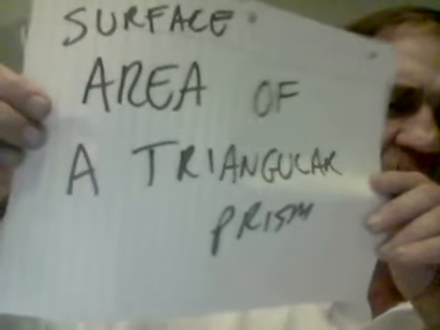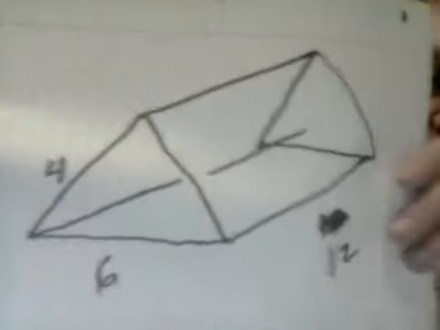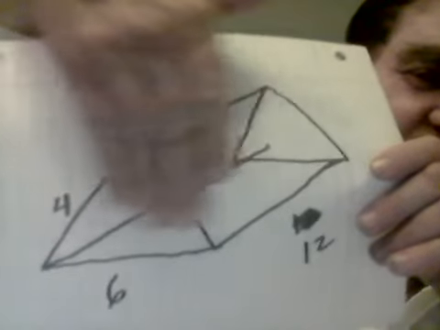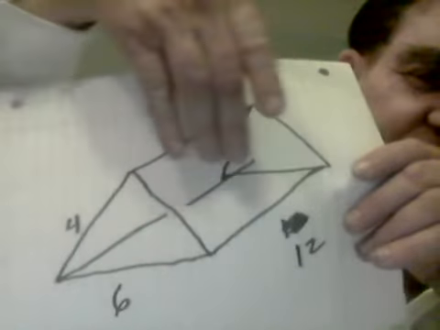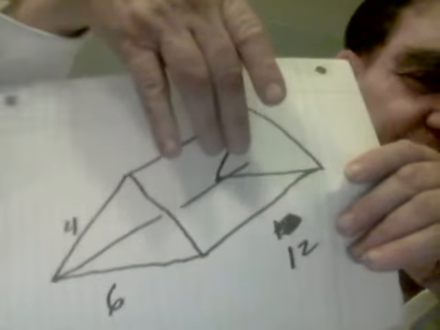Now, the tricky thing comes when I do the surface area for a triangular prism. Let's try it again. Surface area for a triangular prism. Why is that? Because when you're dealing with a triangular prism, you've got a little bit of tricky math involved. So you've got this side, like a rectangle right here, that side like a rectangle, and this side like a rectangle. Three different sides are like rectangles.